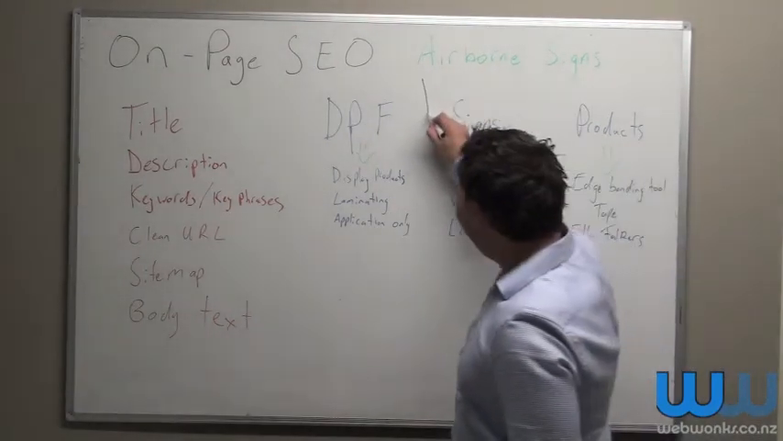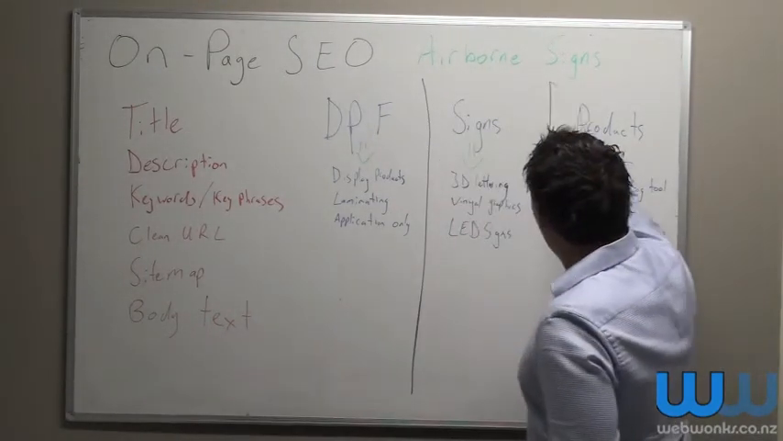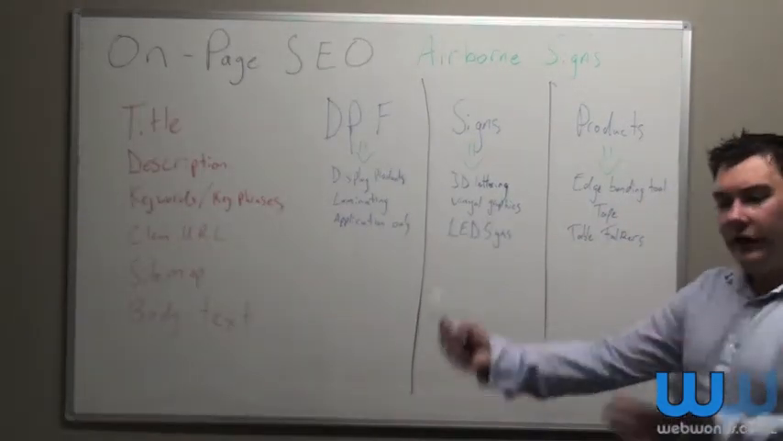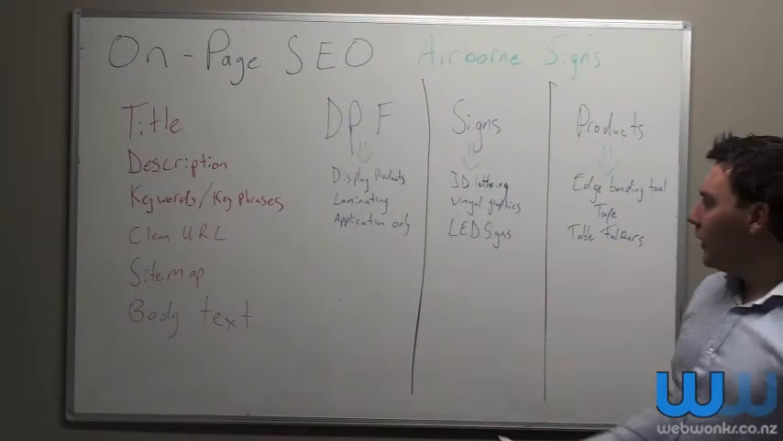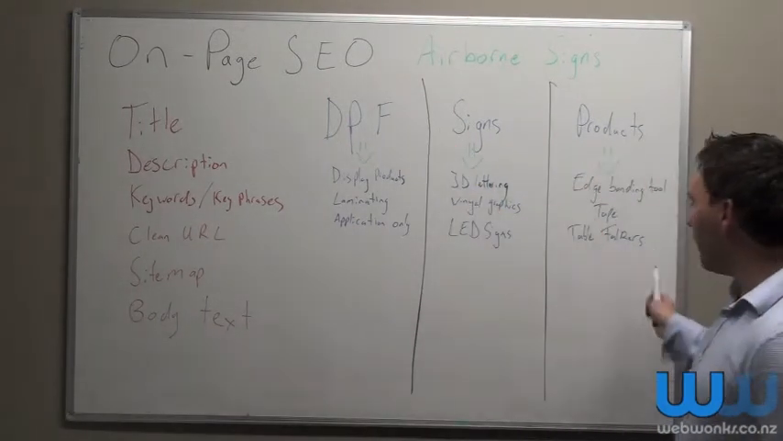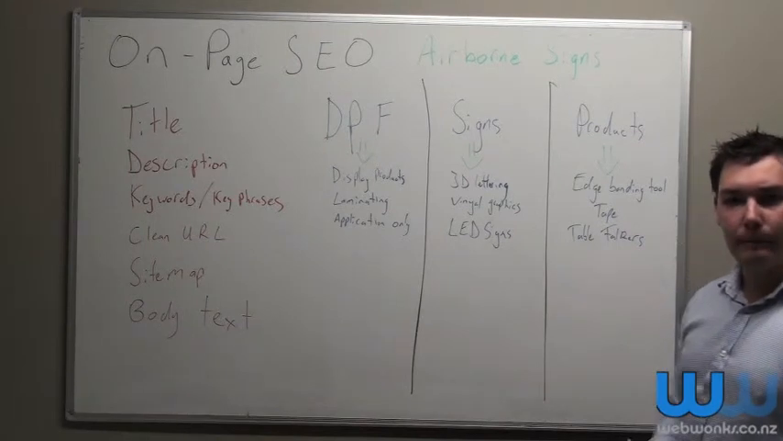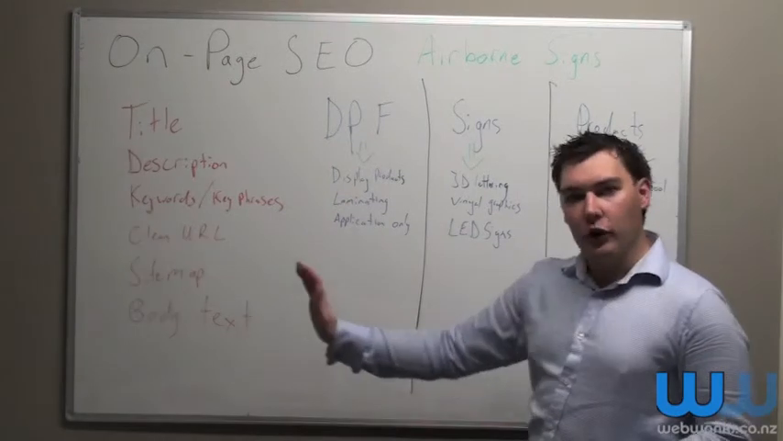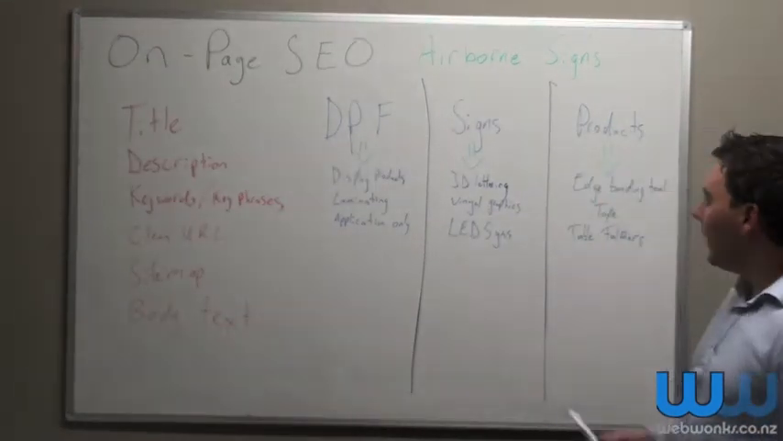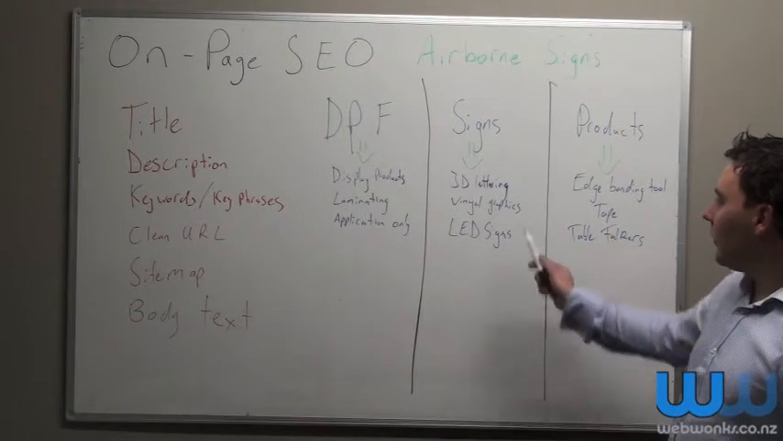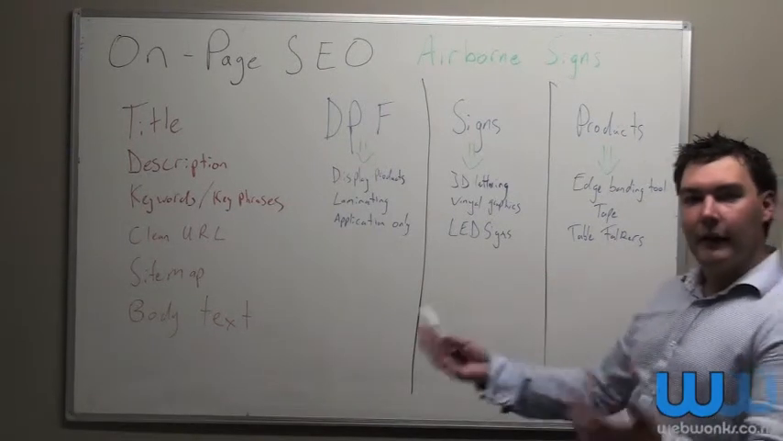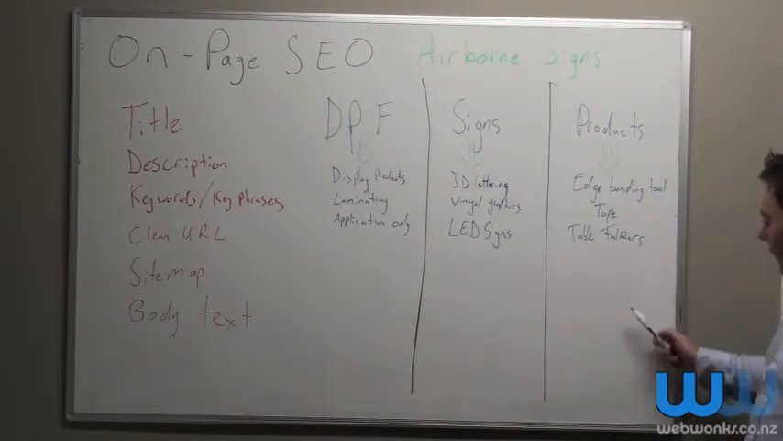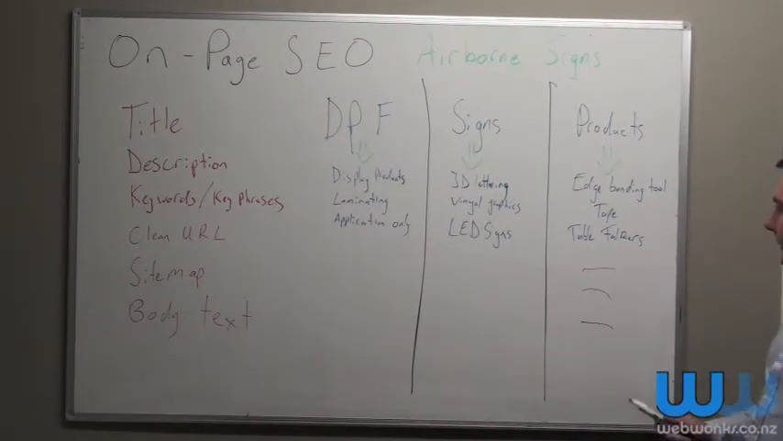What we want to do is clearly demarcate the different sections of the website. Any keywords and any conversation about the website is going to be split up into these three business units for Airborne. They deal with digital print finishing, which is application only, vinyl cut, things like that. And then you've got signage, which is 3D lettering, LED signs, vehicle decals, and then you've got products. And any future products are going to come here.